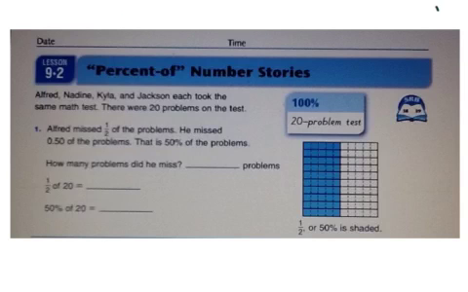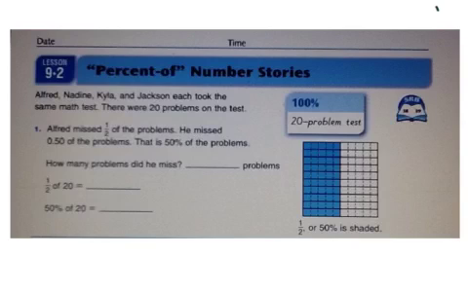All right. So today you're going to be working with percent of number stories, and you're going to get a problem that looks very similar to this. We're going to be working with a 20 problem test, and we're going to figure out what percentage, what fraction, and how many problems they got correct, or how many problems they got wrong, depending on what it's asking us to solve. So first we're going to look at Alfred, and on the 20 problem test, Alfred missed half of the problems. So he missed 5 tenths or 50 hundredths of the problems, which is also 50% of the problems.